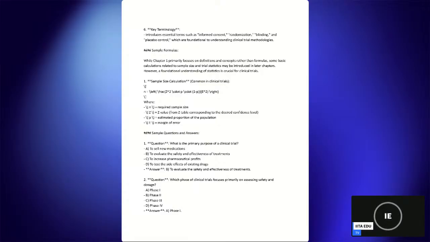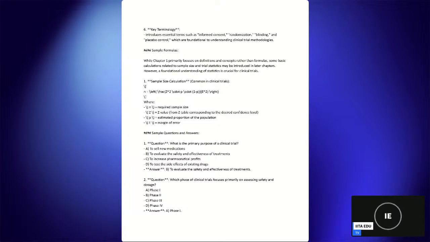Then we have sample formulas. While we're in chapter 1, there are not many basic formulas that we need to know, but one of the common ones is the sample size calculation. Z is the value from the Z table corresponding to the desired confidence level. N is the required sample size. You have the proportion of the population you want to sample, and we have the margin of error. So the formula is on the screen, but we're going to do some examples to make it easy.